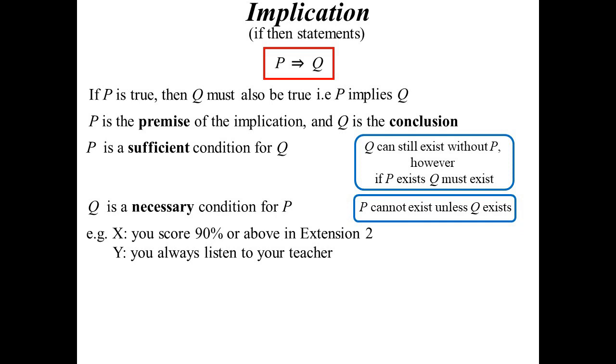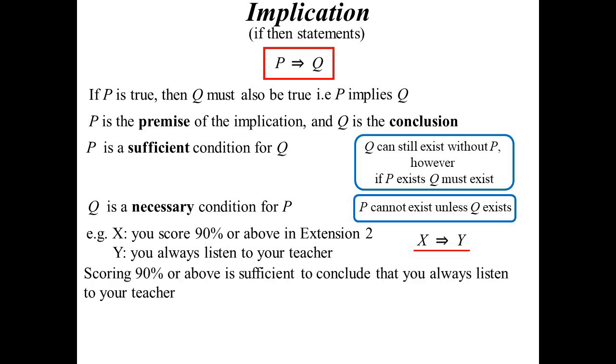X: You score 90% or above in extension 2. There's our statement. Maybe true, maybe false. Let's hope it's true. Y, this one better be true. Y is the statement, you always listen to your teacher. X implies Y. That's what I'm saying. If you scored 90%, you'd listen to me, okay? X implies Y. So, scoring 90% or above is sufficient to conclude that you always listen to me.